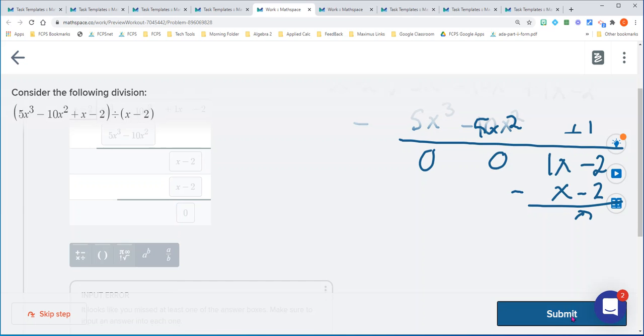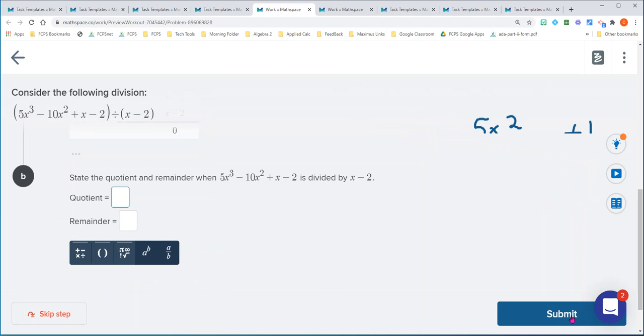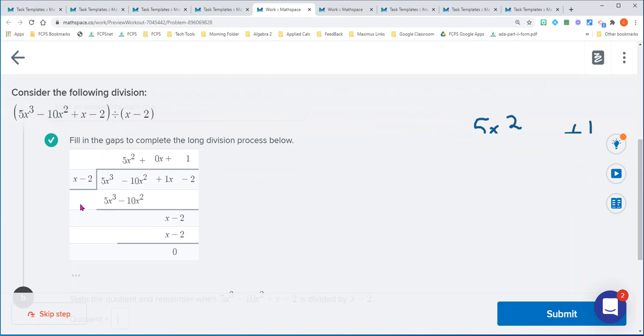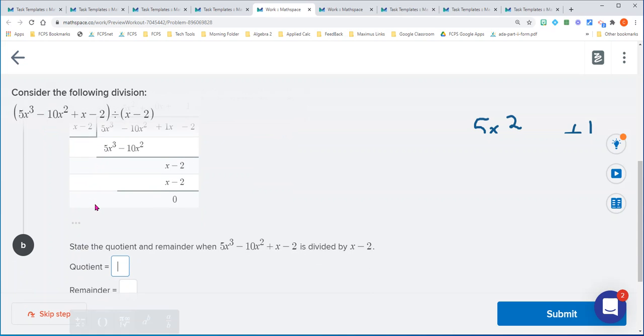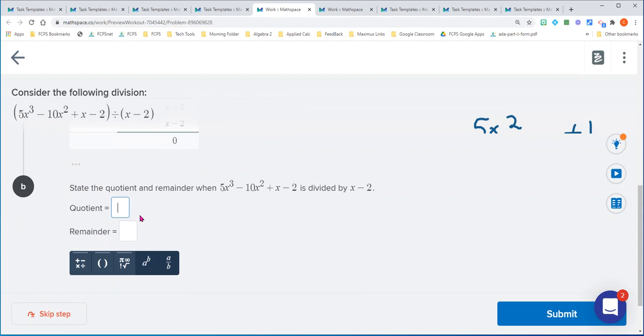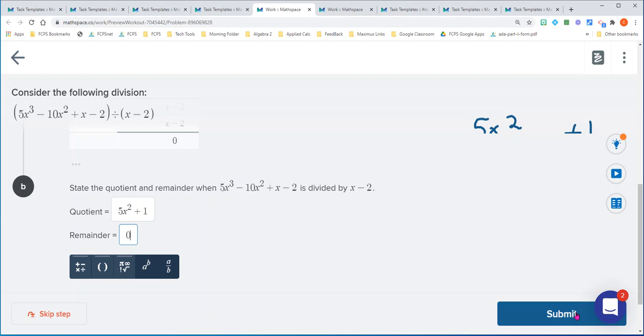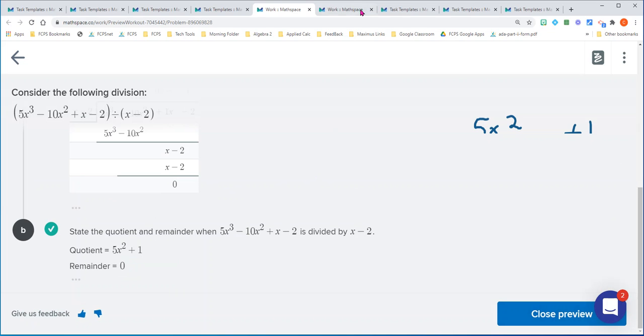Okay, so let's see what happens. All right, so they're implying the subtraction here. Notice it wasn't written, but they were implying that. Okay, so the quotient is the result, and the remainder was 0. All right.